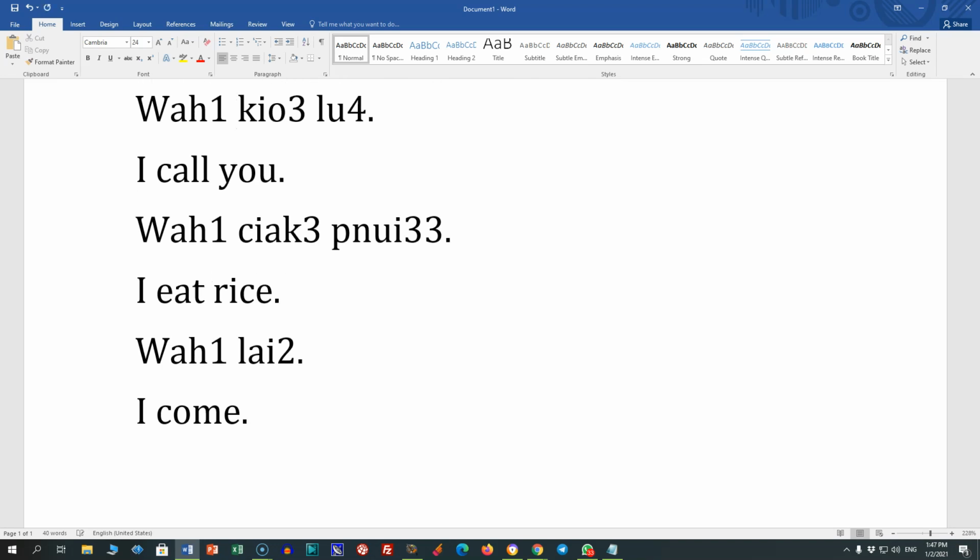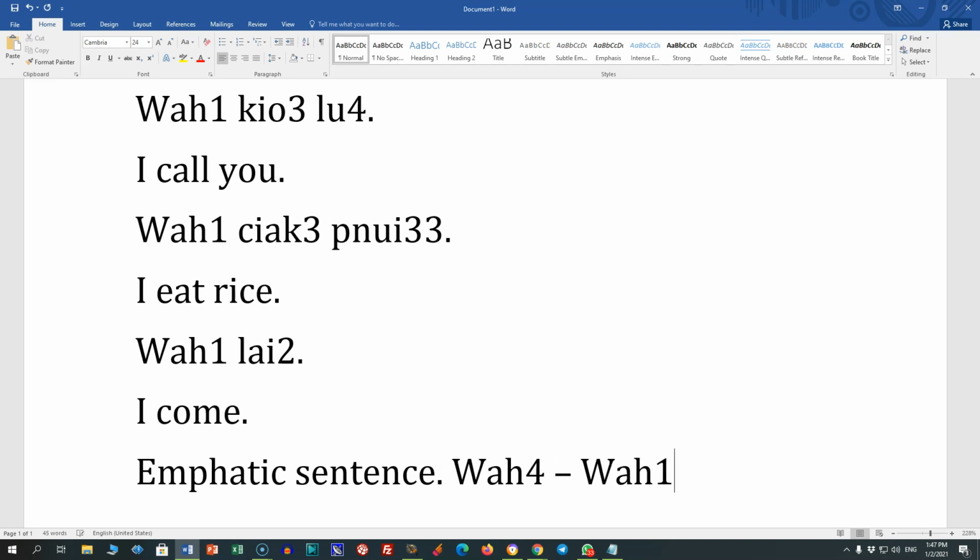However, there is another type of sentence called the emphatic sentence. In the emphatic sentence, you emphasize on the person who is talking. So, in emphatic sentence, wah is retained. That means, originally it's wah, it became wah in regular sentence, and it changed back to wah in emphatic sentences like this.